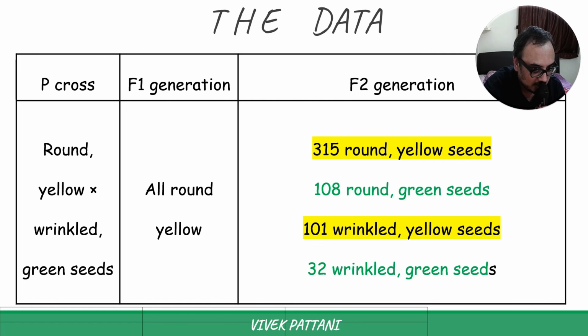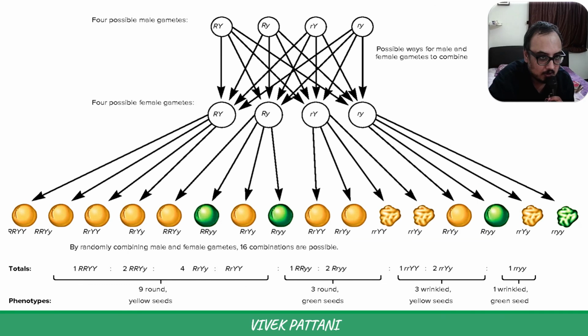Now the data, basically Mendel's, the parental one: in the F1 generation, as I previously described, all of them are round yellow. In the F2 generation, we have 9, 3, 3 and 1. We will have a ratio of 9:3:3:1.